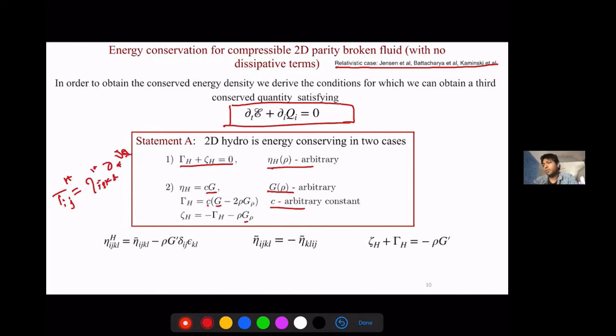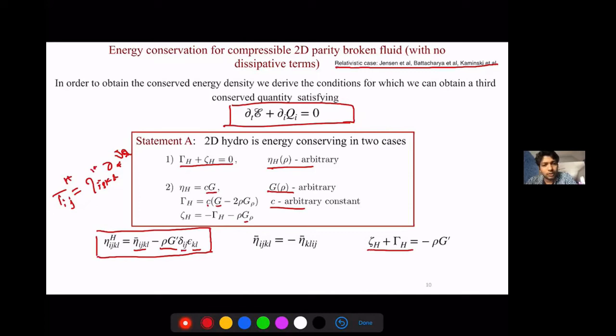Okay, so this eta h Hall can be parameterized in terms of these two terms. The first term is the explicitly antisymmetric part. What I mean by antisymmetric part is that this eta bar term, if you switch ij and kl indices, you pick up a negative sign. And the second term is parameterized by this function g, and then this rank 4 split up delta ij and epsilon kl. And rho g prime is nothing but zeta h plus gamma h. I'm parameterizing zeta h plus gamma h as this negative rho g prime.